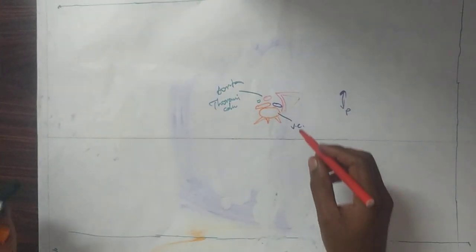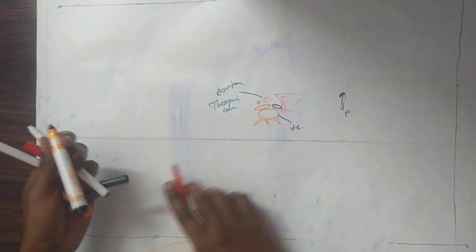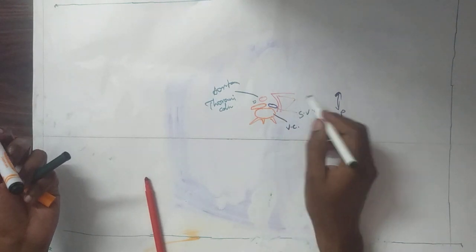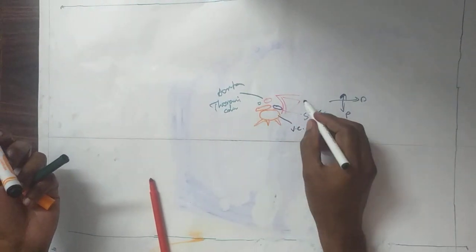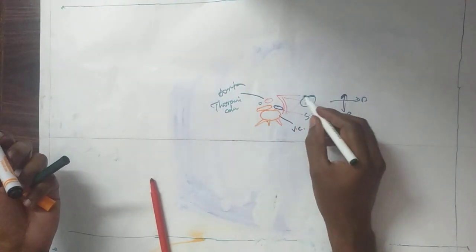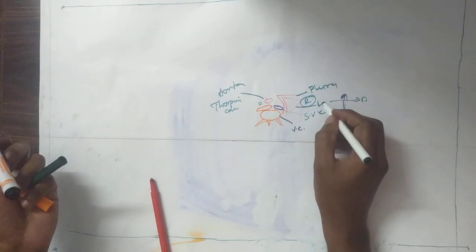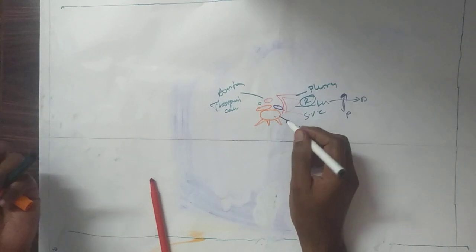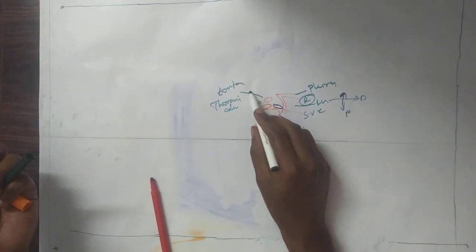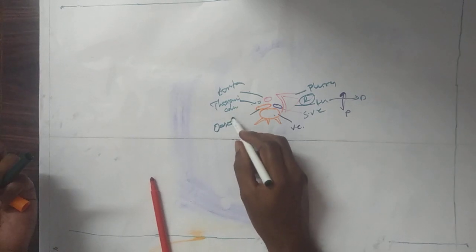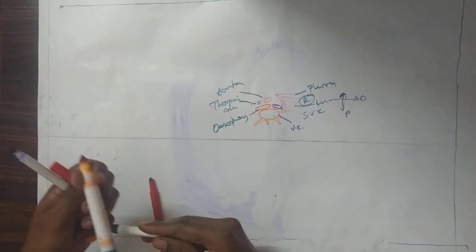So that is some of the relations of your azygos vein. So this is your azygos vein. On the right side you are having this right pleura and the right lungs. Posteriorly the vertebral column, to the right aorta, thoracic duct and esophagus. So these are the relations for your azygos vein.